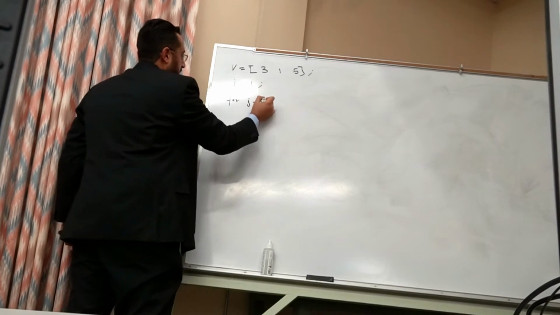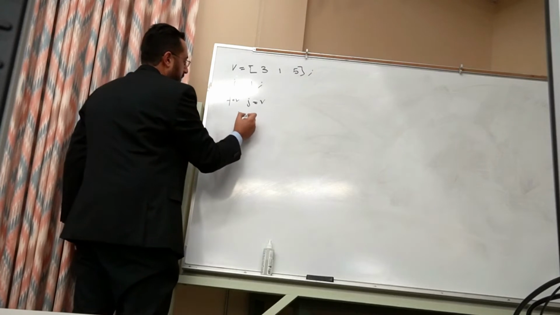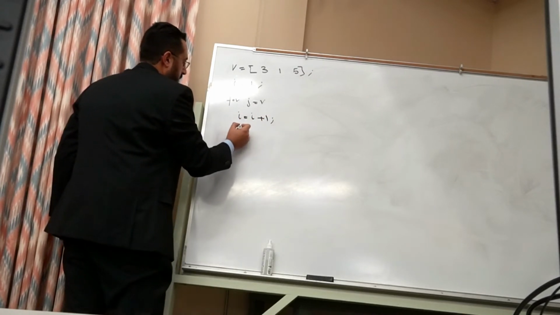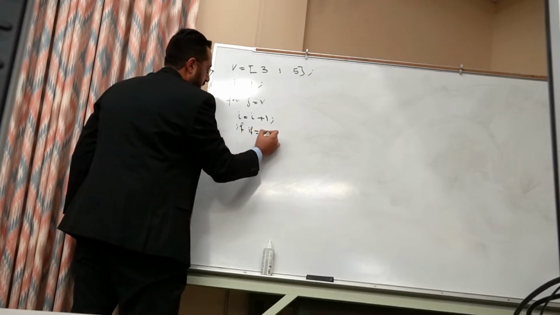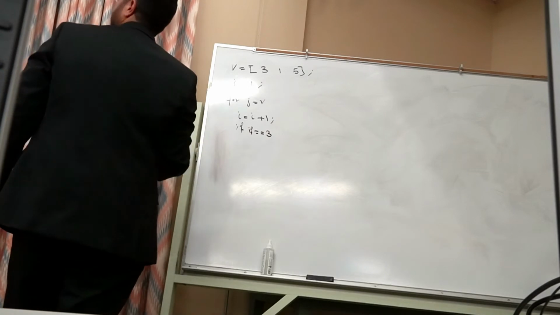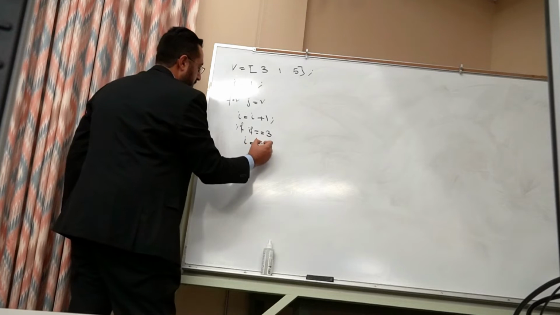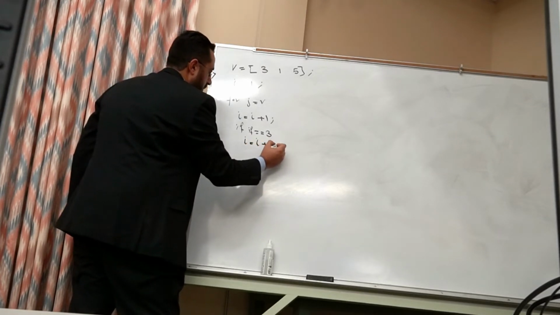For J equals V, what you need to do? I equals I plus 1. Now, if I equals 3, he's questioning if I equals 3. If that's true, I would be I plus 1 or 3? 2. 2. Okay.